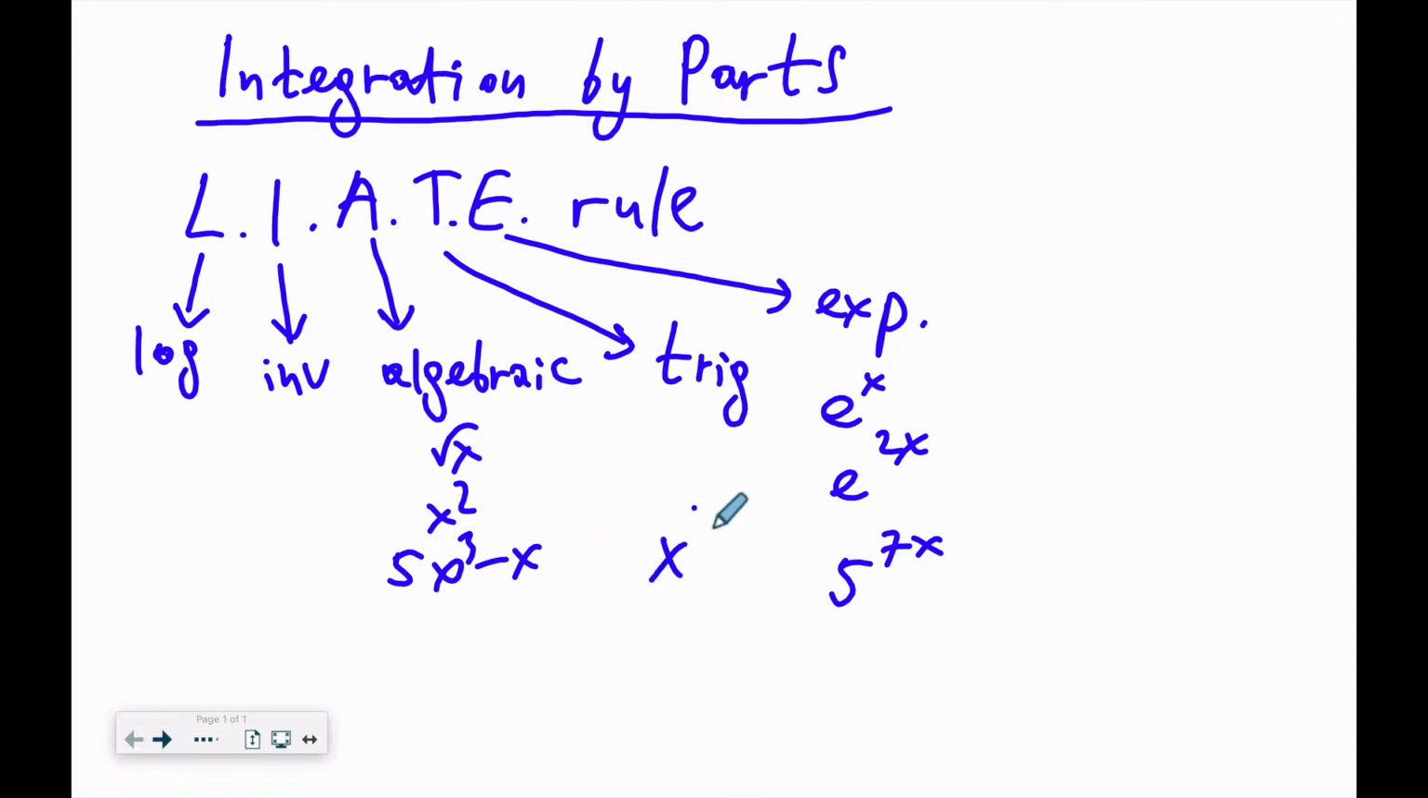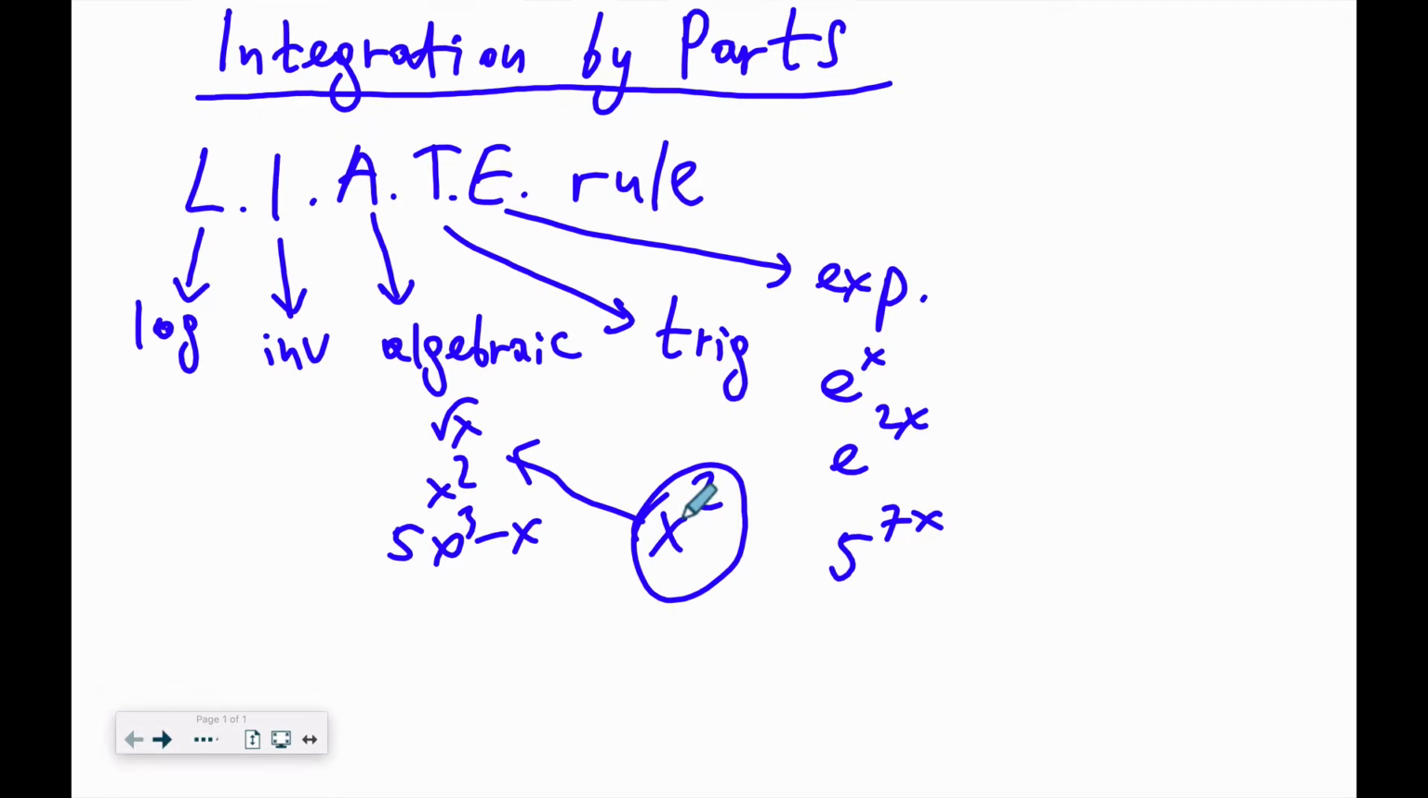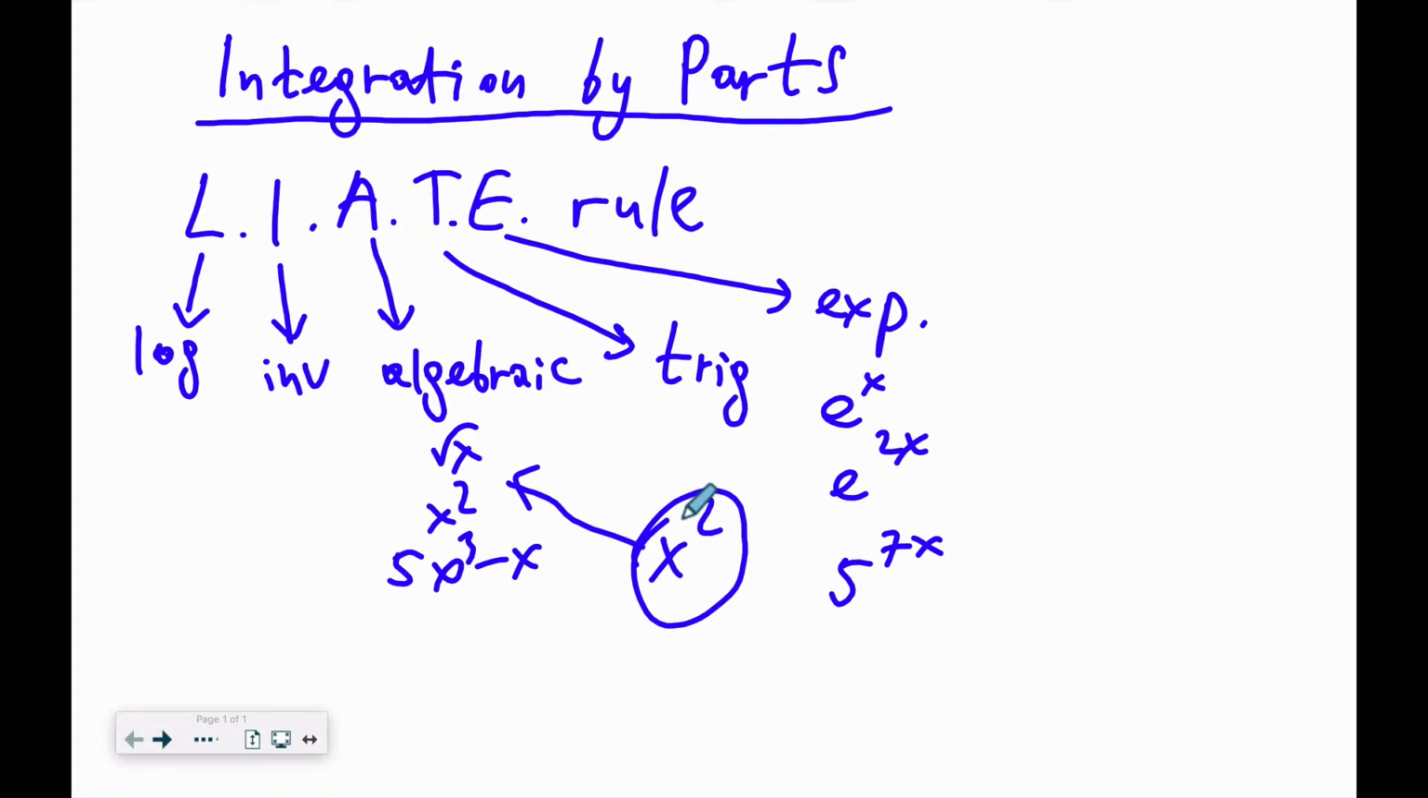Well, how about x squared? X squared is an algebraic function, alright? It's not an exponential function. So that being said, let's see, how does this rule work?